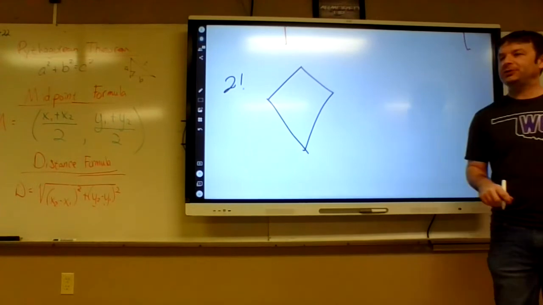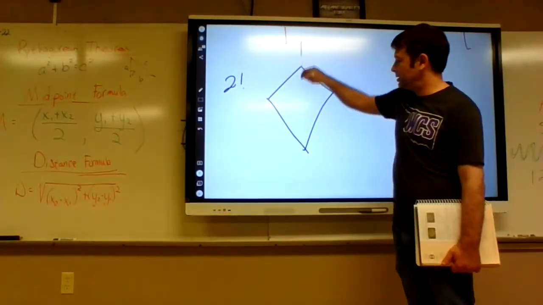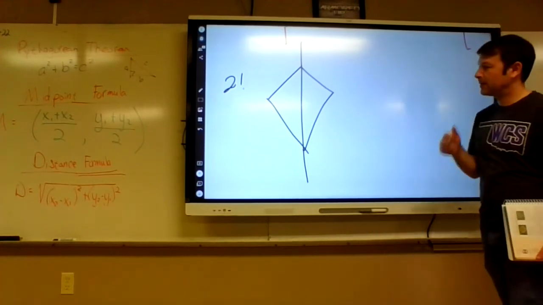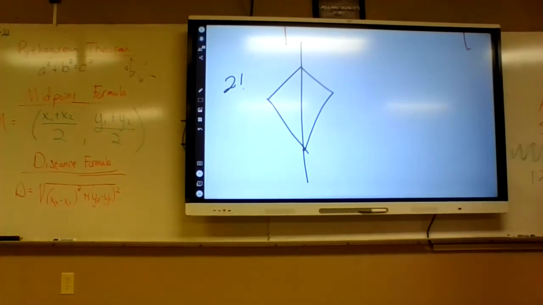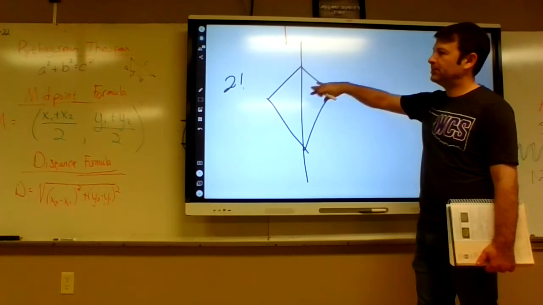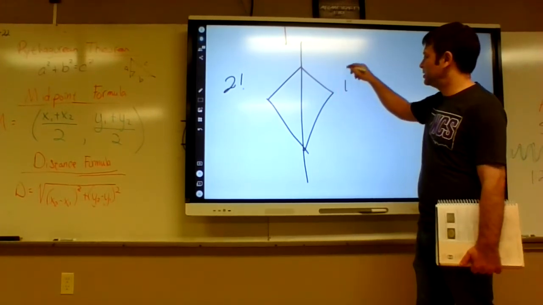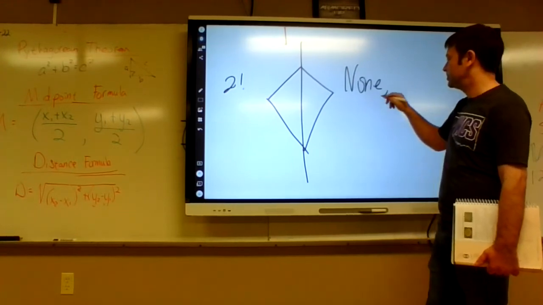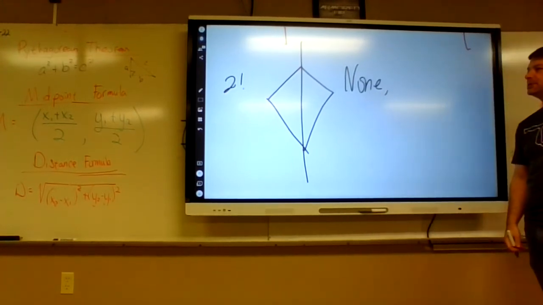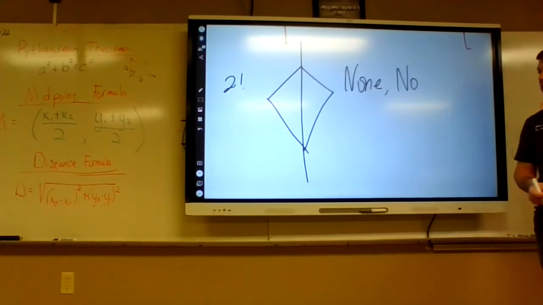Okay, how many lines of symmetry is it going to have? One, because they're not the same. How many degrees does it have rotational symmetry? How many degrees would we have to turn it for rotation? 360, so it's none. No rotational symmetry. So if it doesn't have rotational symmetry, it definitely does not have point symmetry.